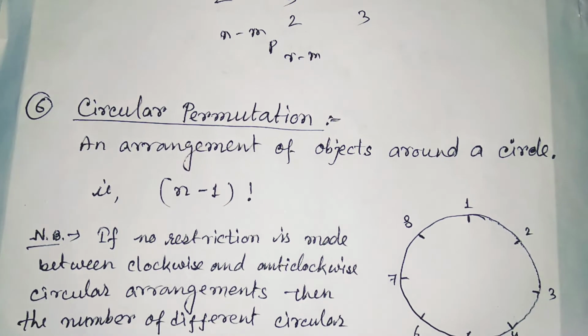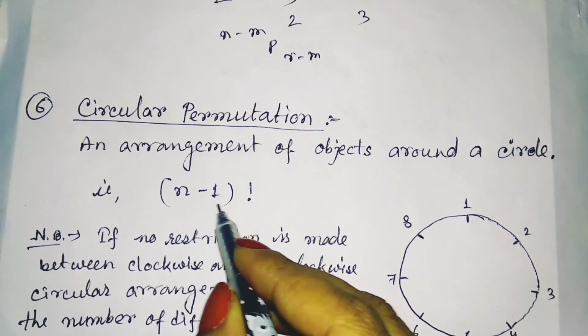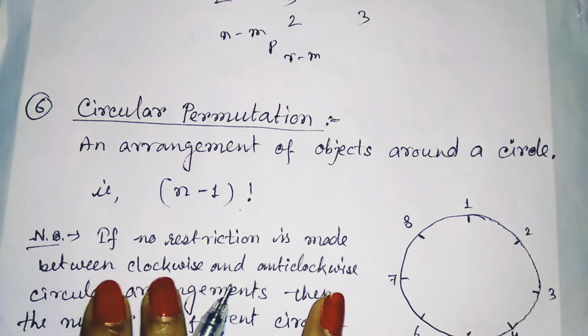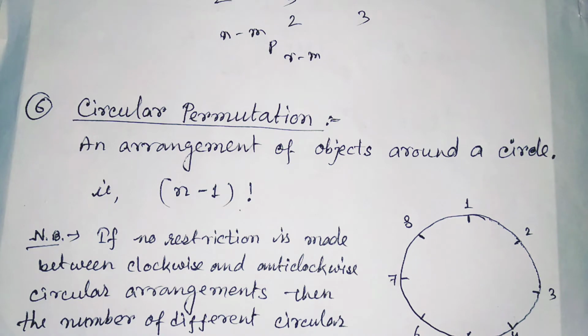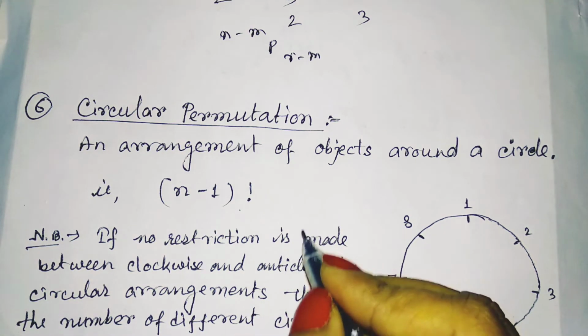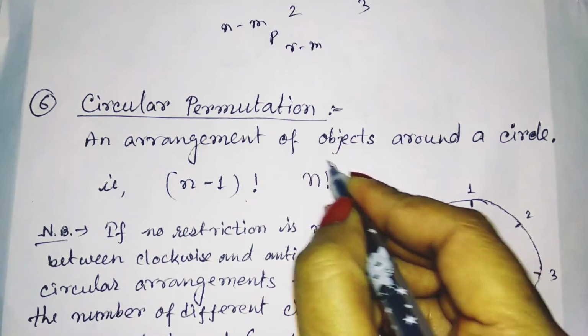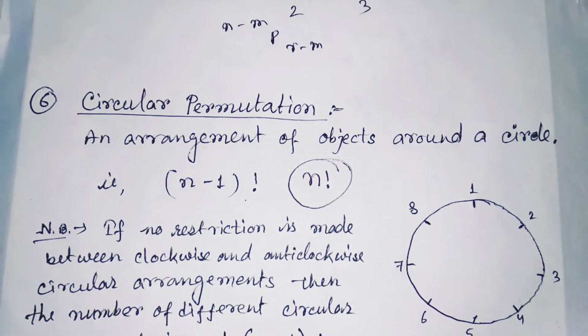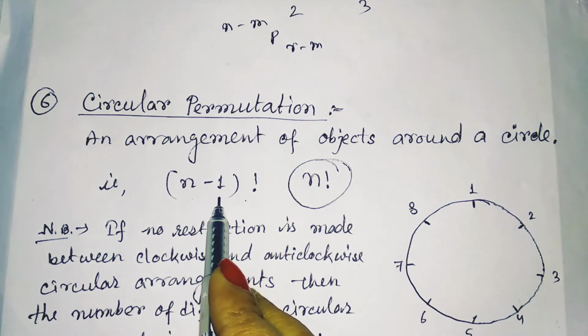An arrangement of objects around a circle is called the circular permutation. So its formula is n minus 1 factorial. If it is not a circular permutation, if a linear permutation is there, and n objects are there and you want to arrange all these objects, then its formula is just n factorial. But if it is circular, then it is n minus 1 factorial.